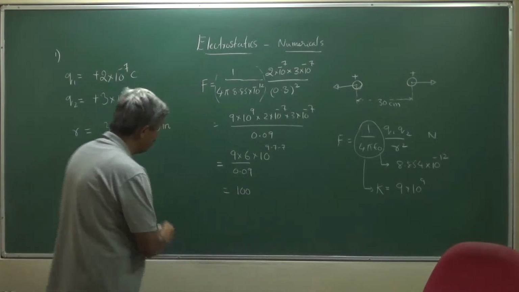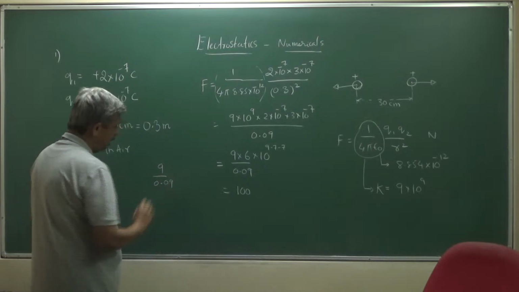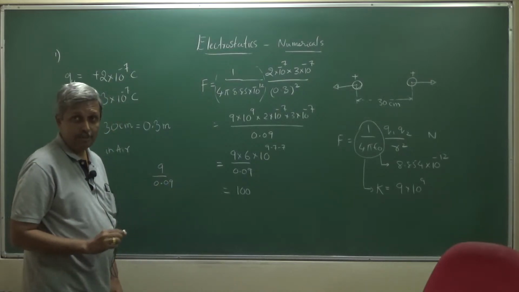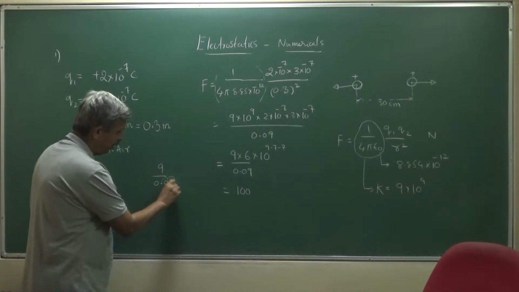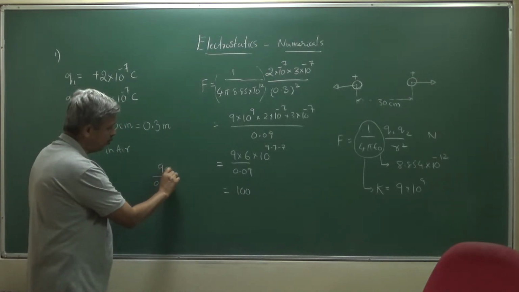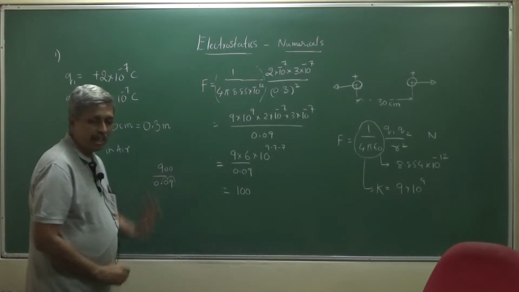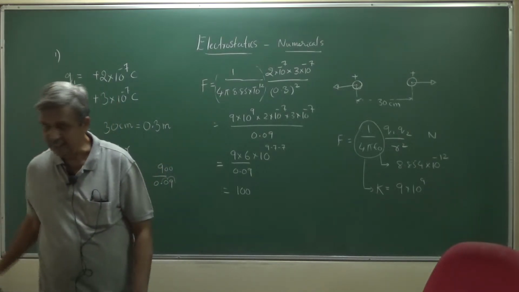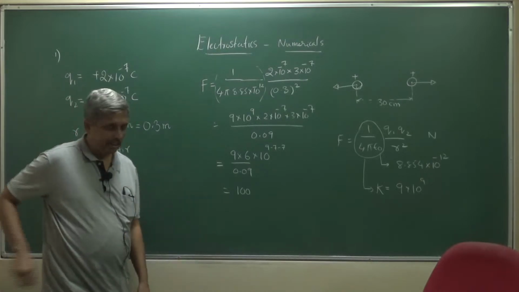Why is it 100? Because 9 by 0.09, I'm going to shift the point to the right. 1, 9 point. Since I have shifted it by 2 points, I have to add 2. So 900 by 9. 900 by 9 is 100. So I'm going to write 100 there. This is a simple technique. That's all. Okay. We use calculator.